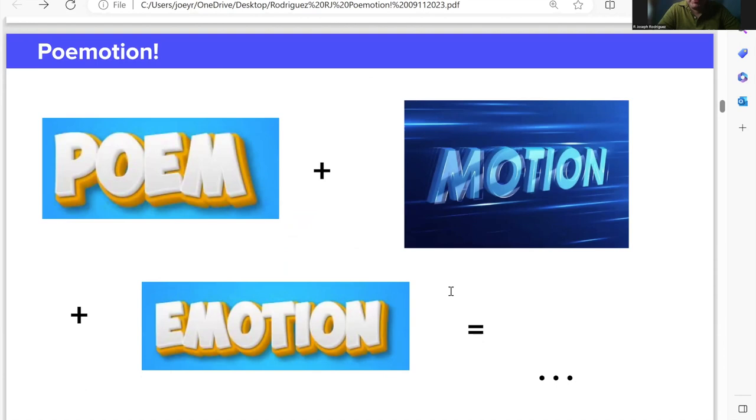This is an equation to consider. A poem plus motion plus emotion equals, well, we'll see. Together, we'll see what that equals. And through all of this, through this workshop and your interest in poetry, always consider your own experience, your students' experiences, and the world that surrounds us.